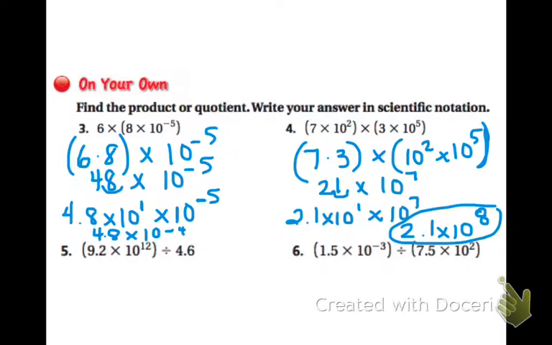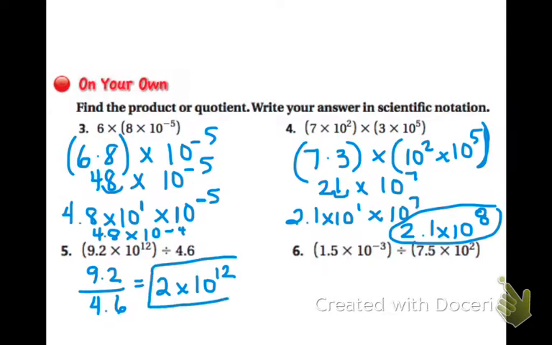Dividing, since 4.6 doesn't have a power of 10, we're going to take 9.2 divided by 4.6. And this is where I'm going to get my calculator out. 9.2 divided by 4.6 is equal to 2. So that is equal to 2 times 10 to the 12th power, because since there was no power of 10 to divide, to subtract the exponents, we just keep the other one.